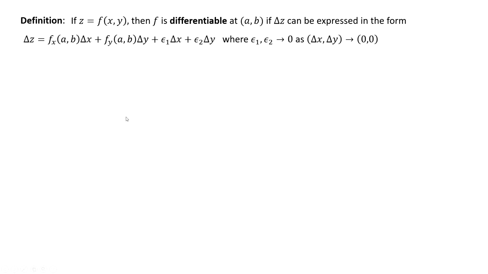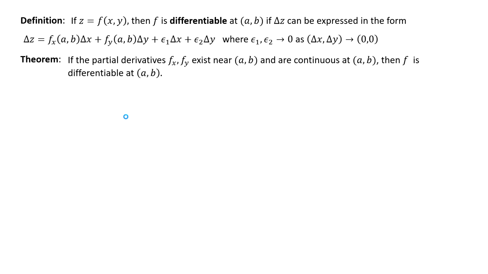Okay. Now, if you didn't understand that, let me illustrate that with 2 dimensions, so you will actually gain a much better understanding of it. If the partial derivatives f sub x, f sub y exist near AB and are continuous at AB, then f is differentiable at AB. Okay.